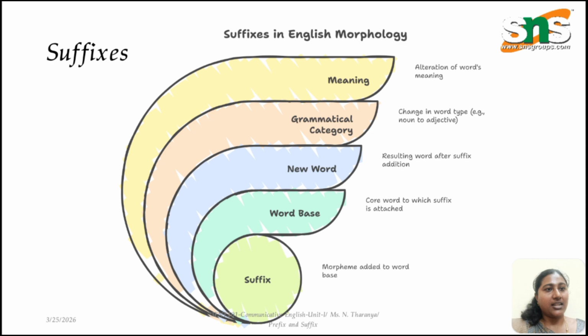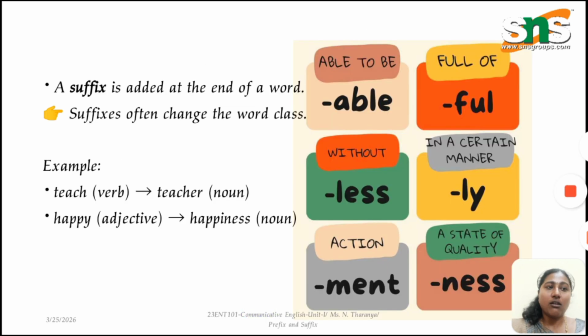Suffix. Suffix in English morphology is: word base, new word, grammatical category, and the meaning totally changes. So, this is how suffix works in English grammar. The most common suffixes are able, able to be; ful, that means full of; less, that means without; ly, in a certain manner, and it is mostly used for adverbs; ment, action; ness, a state of quality. Suffixes are added at the end of the word and often change the word class. Prefixes never change the word class and suffixes often change the word class.